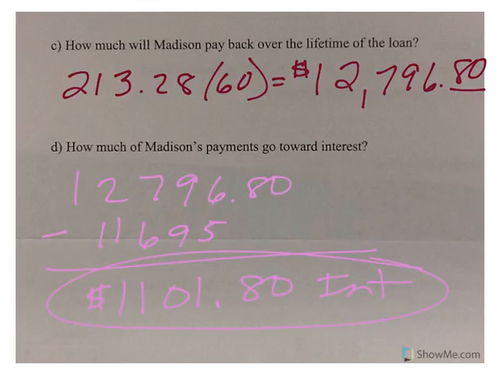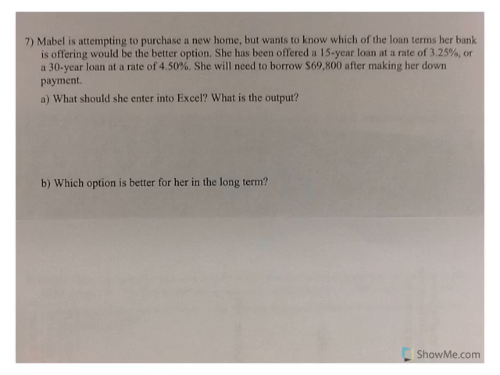So if you wanted to figure out how much each payment goes to interest, you would take that value and divide it by 60, which I did not do on my paper. So 1101.80 divided by 60, $18.36 a payment went towards interest, in case you cared.